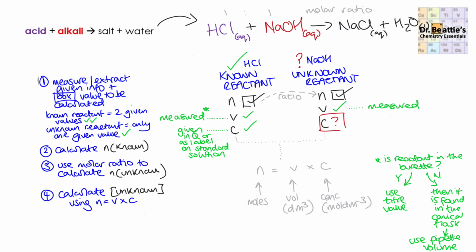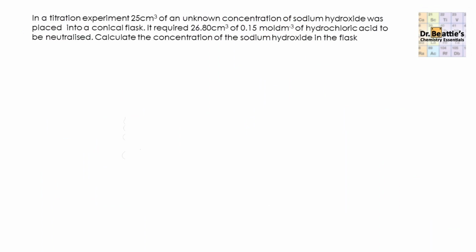So we can calculate the concentration of the unknown reactant by rearranging n equals V times C for the unknown reactant. So at the moment, this is a bit of a simplification, but it's giving you an overview of how you can use the relationship in the equation in order to work out a concentration. We're going to apply this model to an actual question now, and we're going to have to add in a few more steps as we deal with actual real data. So what I would like you to do is to read through this exam question, and then we're going to look at how to approach a titration question.